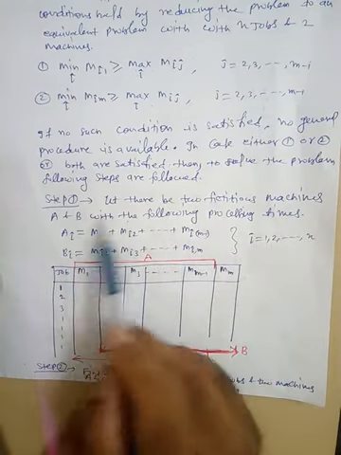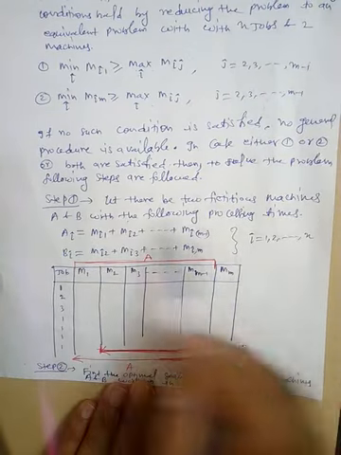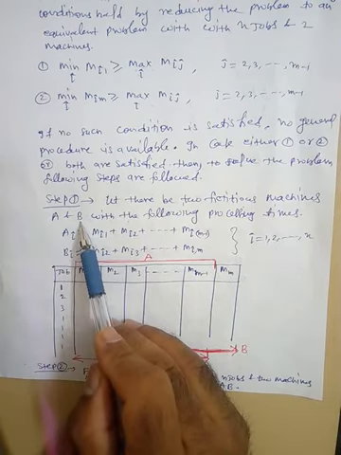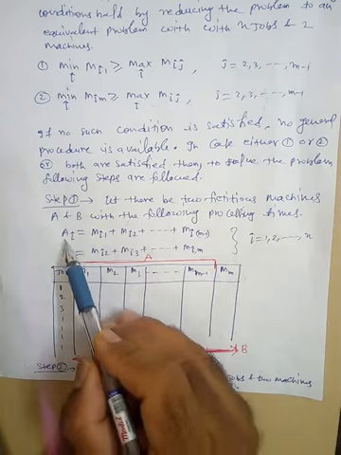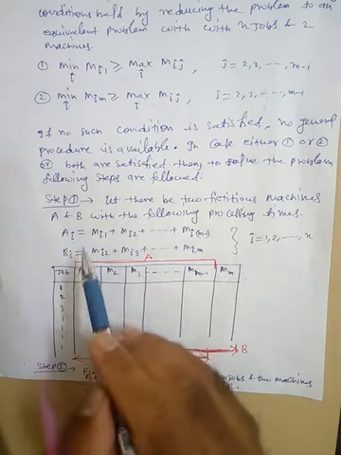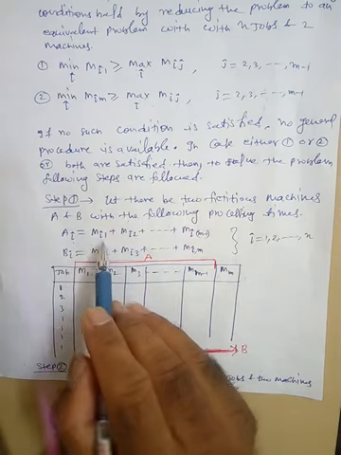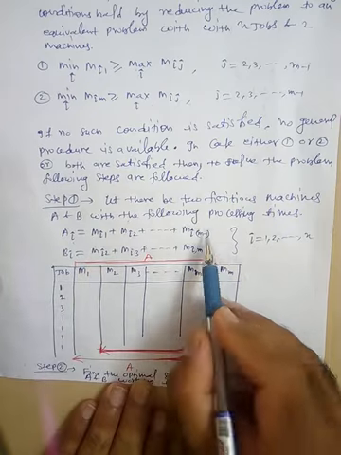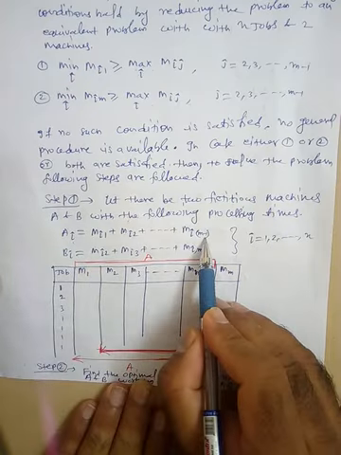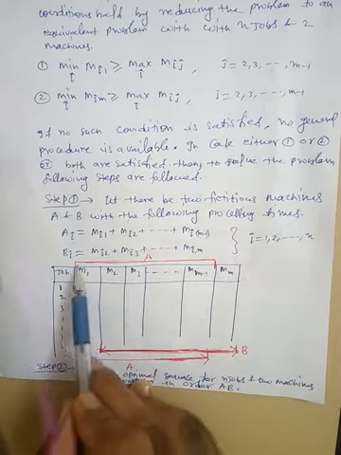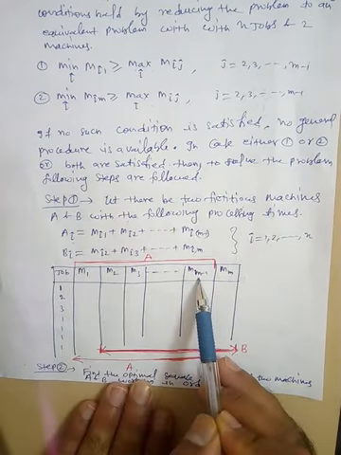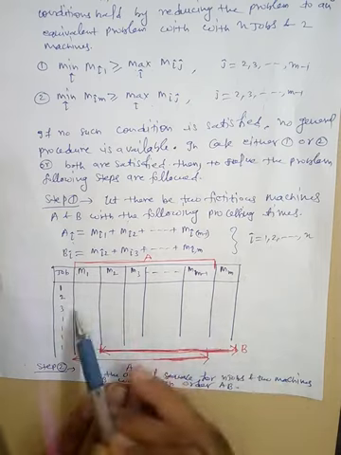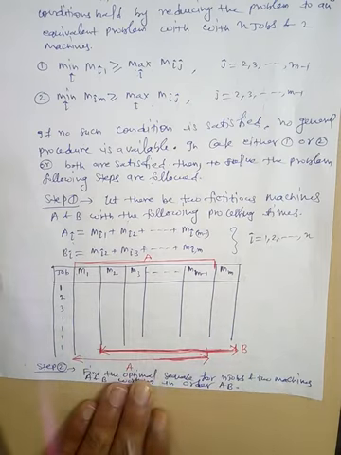Let there be two fictitious machines, say capital A and capital B, with the following processing times. A_i is the sum of the processing times from the first machine to the second last machine, row wise. So here we have represented what A is: machine A is from the first machine to the second last machine. Take their row-wise sum, and then constitute the machine A.